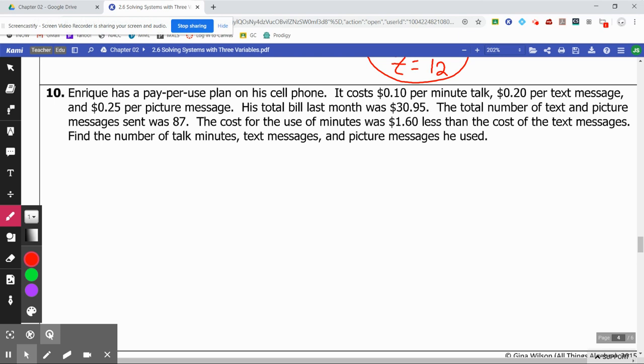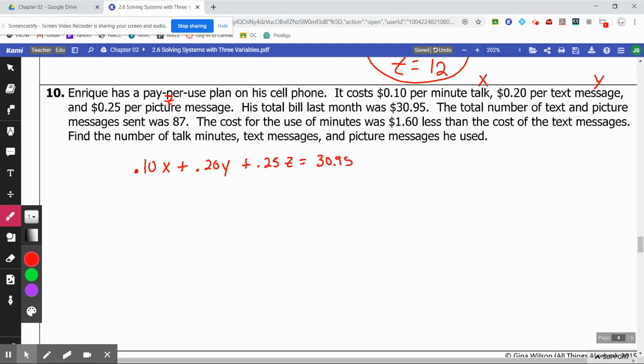So first off, let's identify the X, Y, and Z. We'll say that the number of talk minutes that he used was X. The Y would be the number of text messages, and Z would be the number of picture messages. His last bill was $30.95. So he's paying 10 cents per minute to talk, plus he's paying 20 cents per text, and he's paying 25 cents per picture message, and that's going to cost him $30.95. Now again, you can use 10x, 20y, and 25z if you want to use 3095. So that might clean this up a little bit as well.